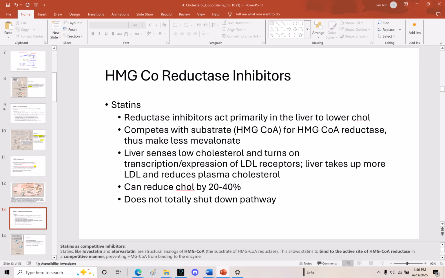Essentially, statins work by competing with the substrate HMG-CoA for HMG-CoA reductase. So people who are on statins will make less mevalonate, because remember that's what HMG-CoA reductase does. It is taking HMG-CoA and converting it to mevalonate.